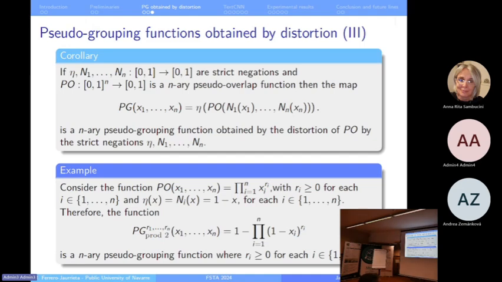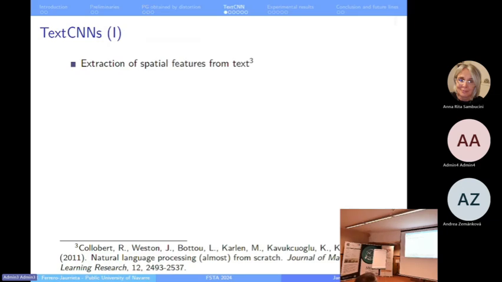In this case, we take into account the following pseudo grouping function. We take the same strict negation for all of them, and we obtain the following pseudo grouping function. As I have said before, we are going to apply this in text CNNs. Text CNNs, as convolutional neural networks in general, are neural networks that have the ability to extract spatial features from data. They are classically applied to images, but in this case, we are going to apply them to text.